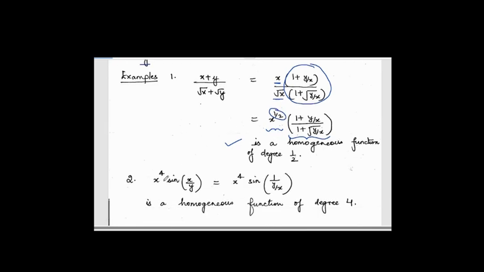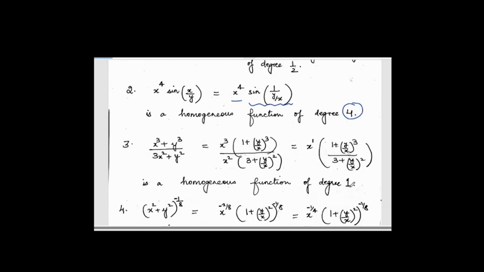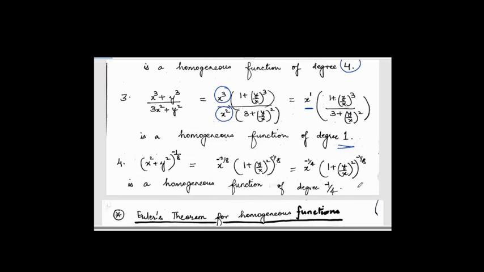Similarly, x to the power 4 sine of x by y is x to the power 4 into a function of y by x, so it's a homogeneous function of degree 4. Now look at this one. This is homogeneous of degree... you have power 3 above, power 2 below. So effectively it's a power 1 into a function of y by x. So this is a homogeneous function of degree 1.